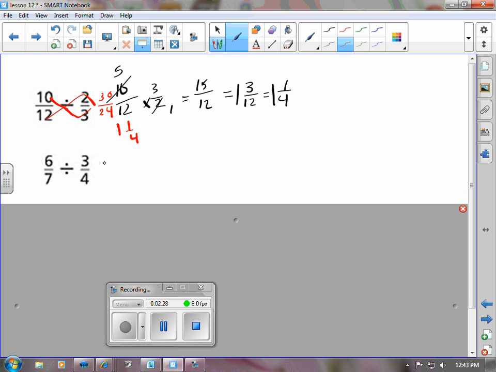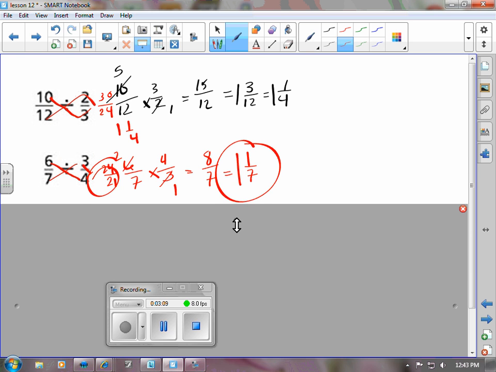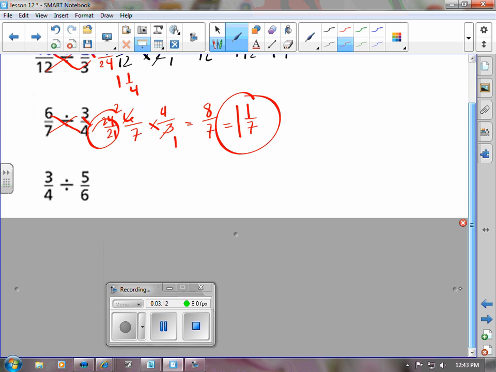Okay, let's try again. So 6/7 times 4/3. I can simplify first. 2, 1, I get 8/7, which is equal to 1 1/7. Again, I could cross multiply: 7 times 3 is 21, and that goes down. 6 times 4 is 24, and that goes up. So 24 over 21 is equivalent to that. Notice those are equal. Whichever method you prefer.